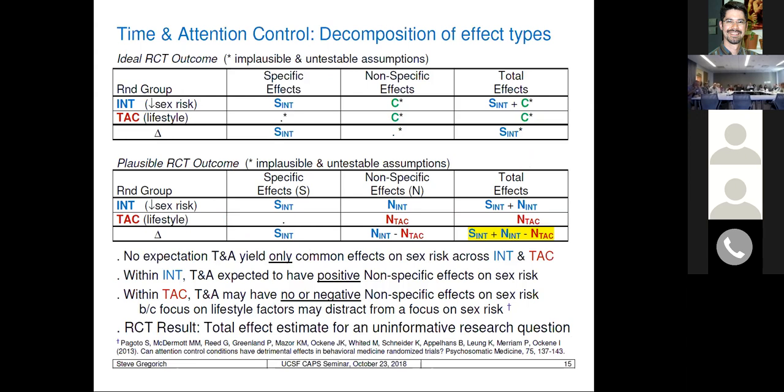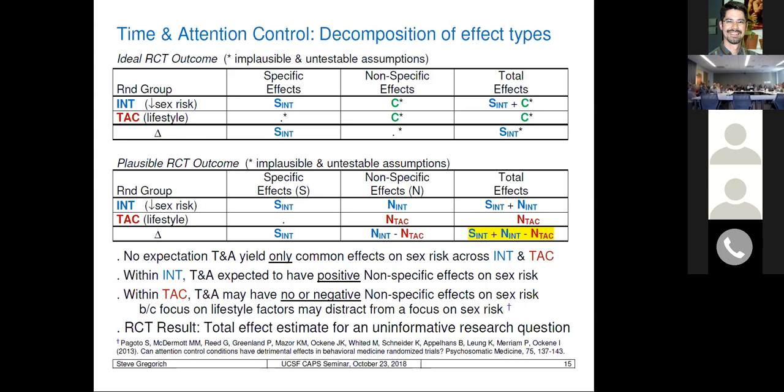So moving to the time and attention control, here we have a sex risk behavior intervention and a lifestyle intervention that's supposed to be matched on amount of time and attention. On the top panel, we've got the ideal outcome, just like it was for APC. But there are a lot of untested assumptions, and a lot of reasons to suspect that it won't bear out. Looking at the next panel, if you've got this lifestyle intervention, you could probably make a pretty good argument that there are no specific effects of your lifestyle intervention on sexual risk behavior. I'm going to buy that one. But then you move over to the non-specific effects.